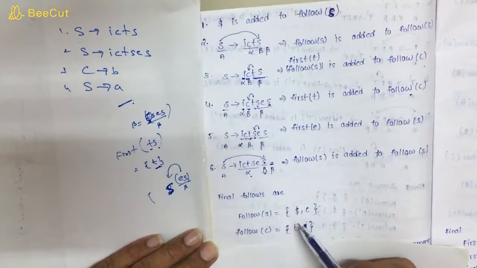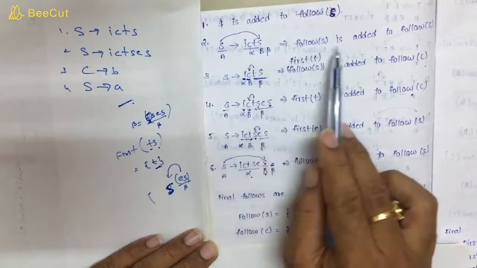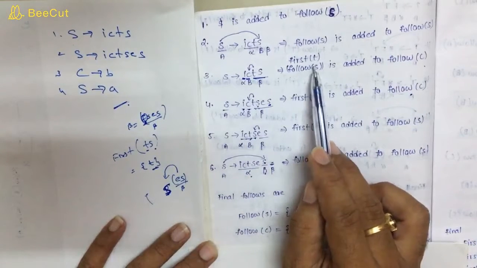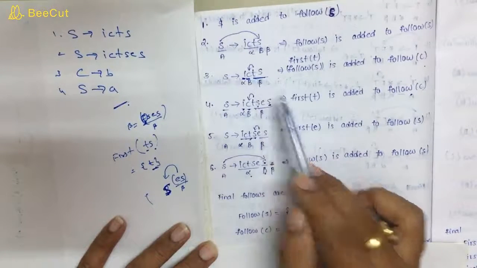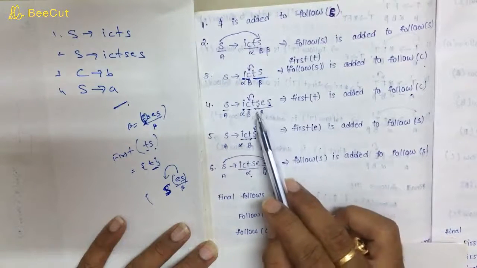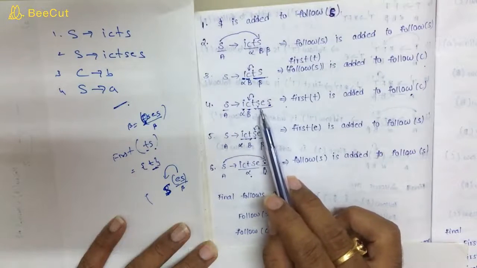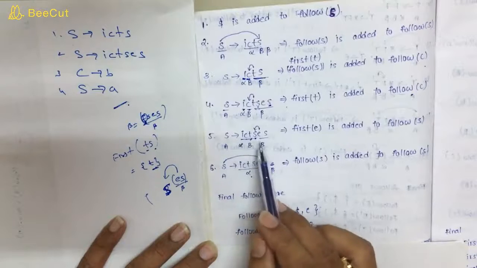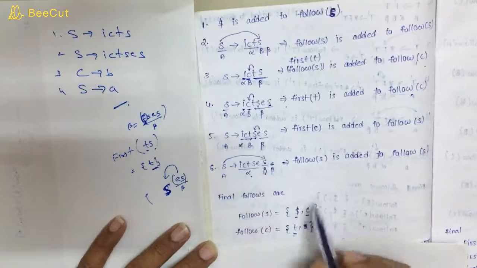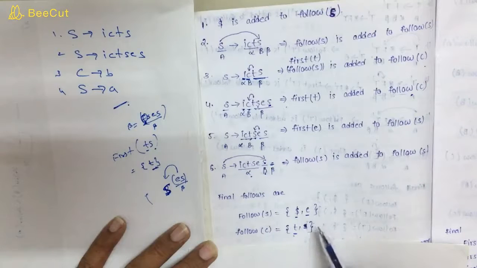Finally, what are the follow symbols? As per rule number 1, dollar is added to the follow of S, so S contains a dollar. As per rule number 2, S is added to S itself, which is of no use. As per rule number 3, the first of TS is added to the follow of C, so C contains T. As per rule number 4, the first of TSES, that is T, is added to the follow of C, already added. As per rule number 5, the first of ES, that is E, is added to the follow of S, E is already added. And as per rule number 6, S is added to S, so there is no use. So these are the symbols of the follow.